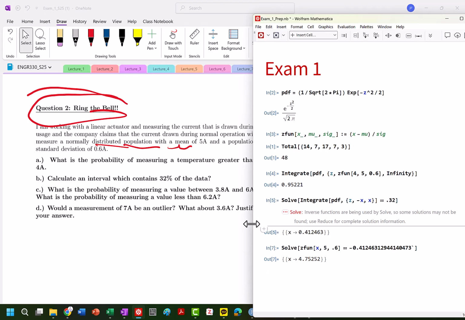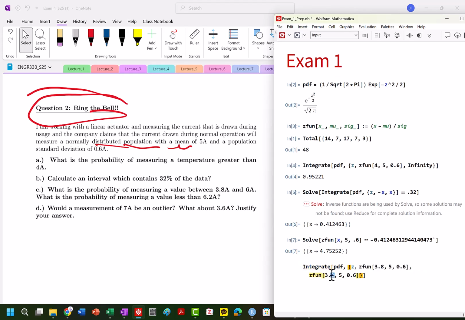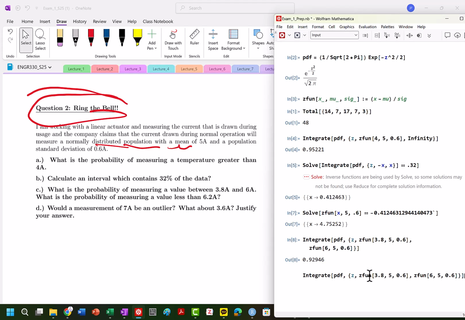All right, so what's the probability of measuring a value between this and this? We're going to take this lower value, which is going to be 3.8, and the upper value, which is going to be equal to 6. And there it is. What about the next problem? Measuring a value less than 6.2. So we want to go from minus infinity to 6.2. There you go. And then finally, would a measurement of 7 be an outlier?